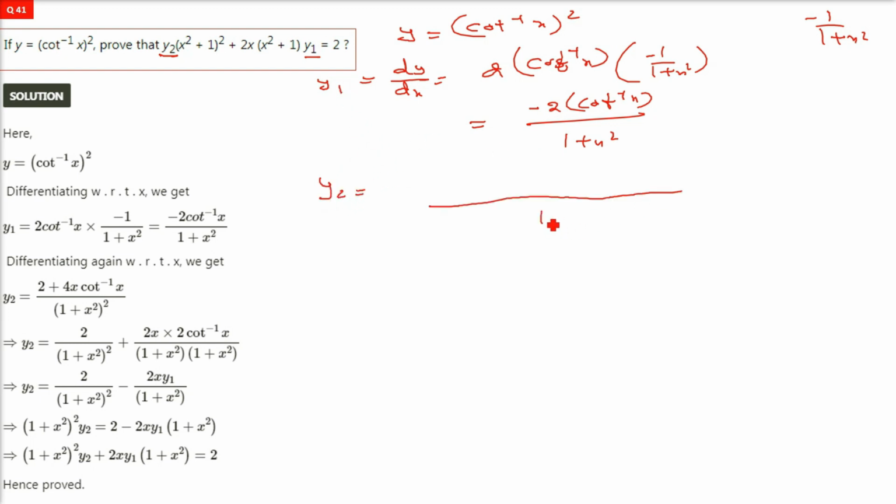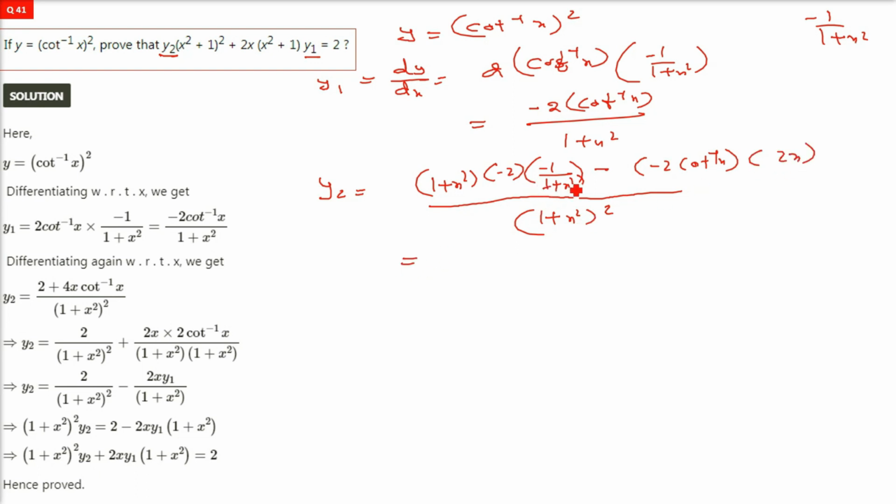So (1 plus x square) whole square, 1 plus x square here, differentiation of minus 2 cot inverse x. So minus 2 will remain like that, and cot inverse x differentiation is negative 1 by 1 plus x square. So minus 2 will come here, then you have minus here. Then we have the same thing here, minus 2 cot inverse x divided by 1 plus x square, and differentiation of 1 plus x square is 2x.